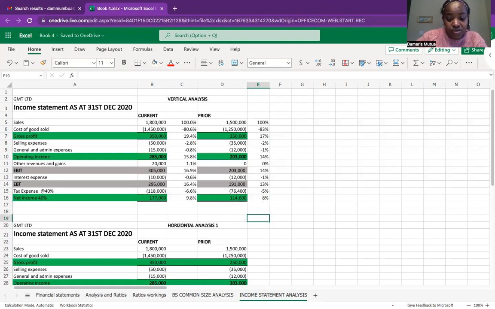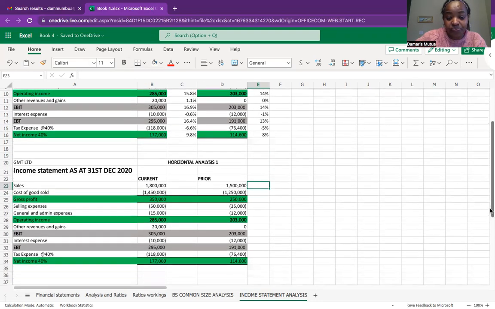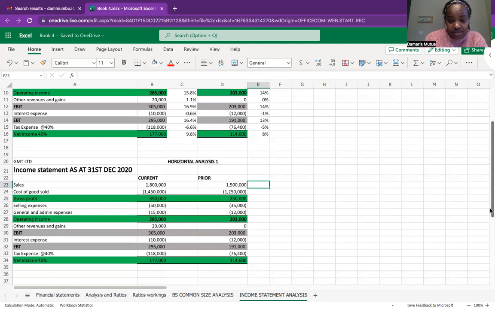So let's move on, do the horizontal. Horizontal, we're doing across. This is from one period to the other. And in this one, I want to use the prior period as our base. So everything will be expressed as a percentage of the prior period. So everything in the base period is 100%. Then now you express the current as a percentage of the base.